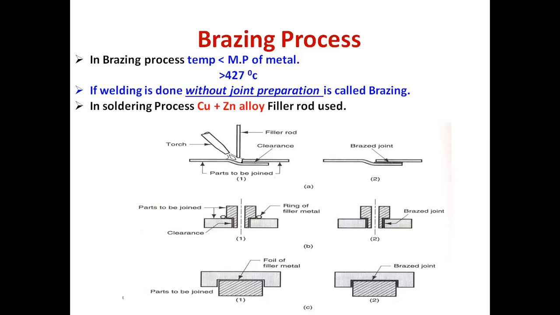Now let us see the advantages and limitations of brazing. Whatever the small assemblies are, they cannot be welded.